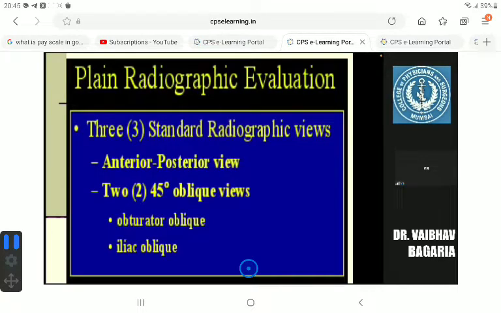So three standard X-rays are required whenever you have an acetabular fracture. One is the antero-posterior view and two 45-degree oblique views, the obturator oblique and the iliac oblique views. These are also called Judet's views. So whenever you get an acetabular injury, take three X-rays: AP, obturator, and iliac view. These are 45-degree oblique views. Three X-rays are mandatory, and this is something that all of you must remember.